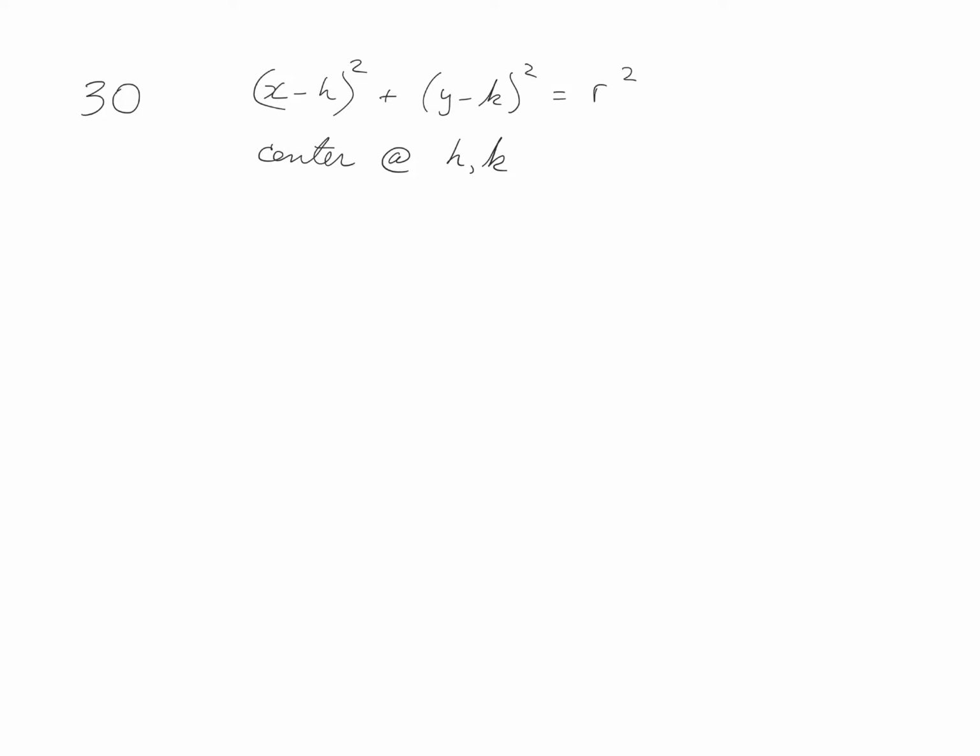So A has a circle with a center at 5, negative 5, because this k value has to be negative 5, so that when we subtract it, we get y plus 5.